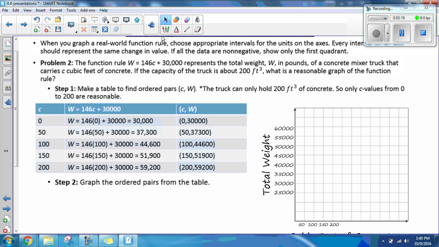So first you need to make a table to find ordered pairs. Remember though that the truck can only hold up to 200 cubic feet of concrete. So we only need C values that are from 0 to 200. We don't need anything in the negatives because you can't have negative cubic feet of concrete, and you don't need anything above 200 because in this situation the truck holds a maximum of 200 cubic feet. Then we find our weight using the function rule, and we have our ordered pairs.